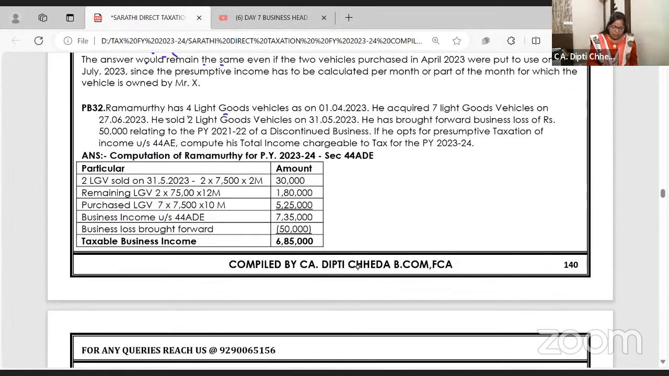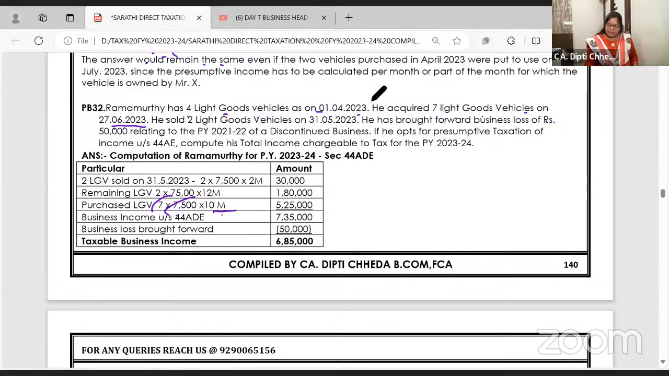हाँ, Ramamurthy has 4 light goods vehicle on 1st April. Right? He acquired 7 light goods vehicle on 27th of June. So purchase कितने किए? 7 vehicle. 7,500 per month. कब खरीदे? 27 June, part of the month. So for June also you have to take 10 months. You all are getting how am I calculating month? Anyone is having doubt? Average due date, that's why we study in accounts. 27 June, तो April और May छोड़ दो, June से ले लेंगे.